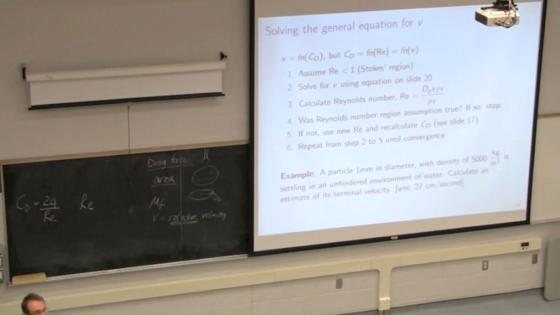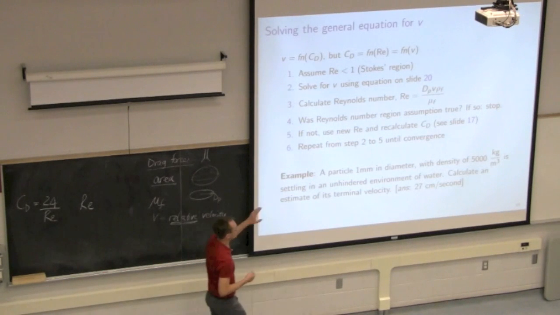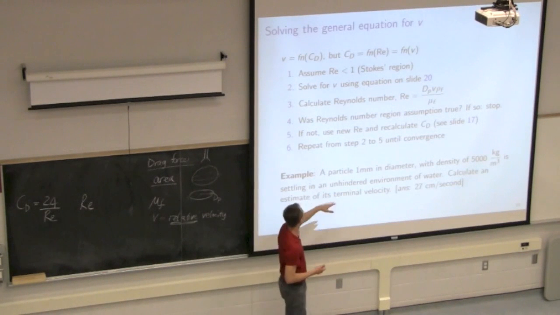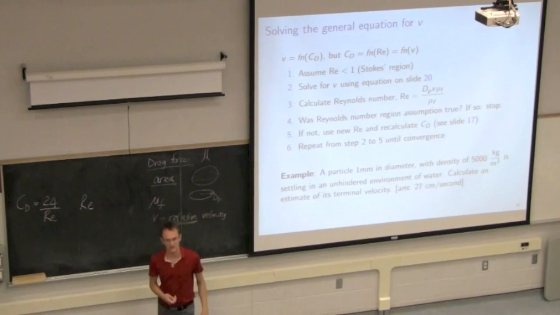Okay, so this is great. So let's do this example quick. Spend a few minutes, three minutes or so, and work through this example. This was a question from the assignment last year. You've got a particle 1 millimeter in diameter, that density, calculate its terminal settling velocity.